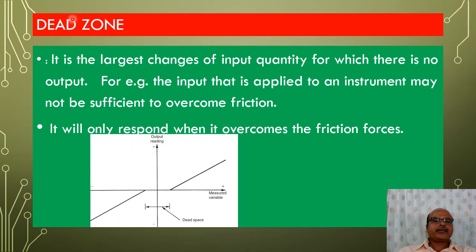Then next is dead zone. The word itself indicates dead, that is, no output. It is the largest change of input quantity for which there is no output. For example, the input applied to an instrument may not be sufficient to overcome friction. It will only respond when it overcomes the frictional forces. Consider this figure. Here we will not get the output, and this is called dead space or dead zone.